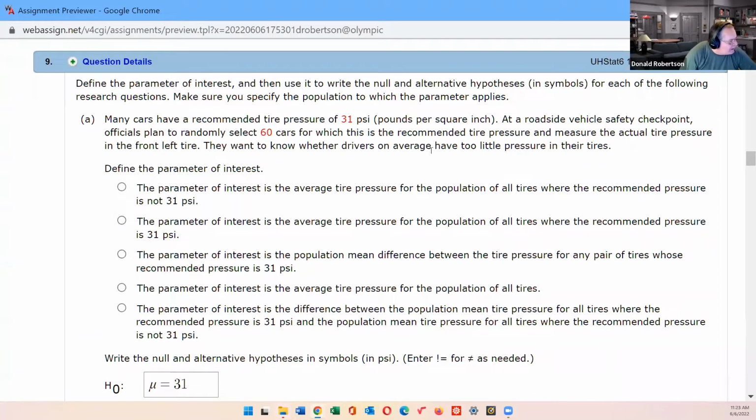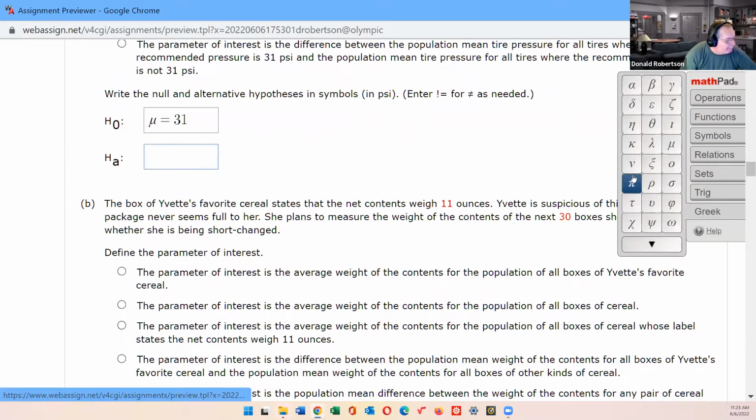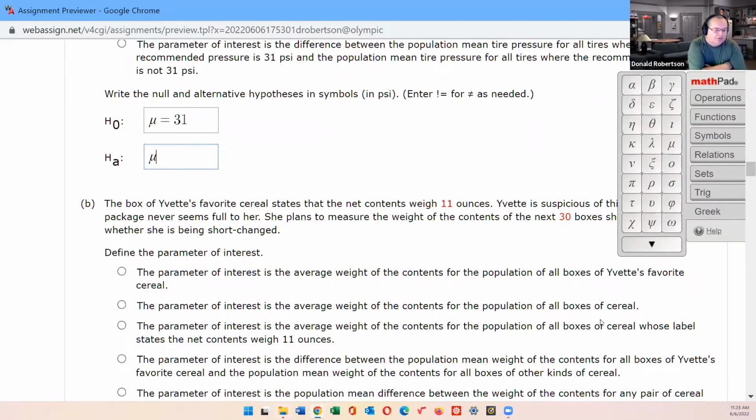Now, up here, having too little pressure is the clue. So what will the alternate be? Greater than 31, less than 31, or not equal to it? I think the little kid gave the answer there because I heard less than.